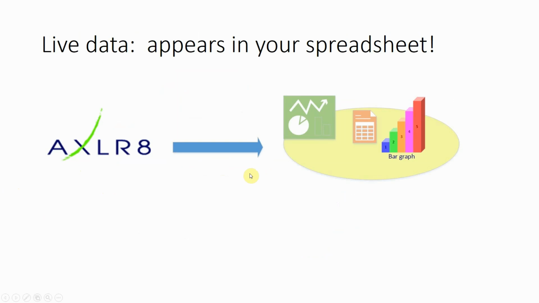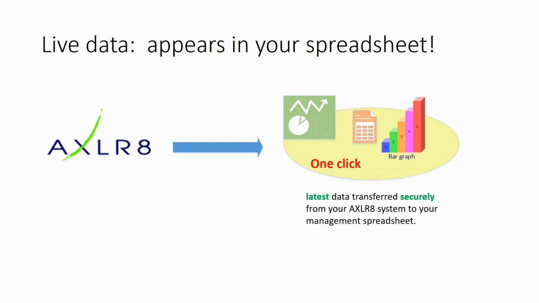What we think is the best way forward is for you to have a look at our Excel API. So the idea is you define the graphs that you want for your management information, and then with one click, your Excel spreadsheet that is securely kept on your machine without any contact with a human being repopulates itself securely by transferring data from the AXLR8 system. Now the best way to show you this is to show you an example.